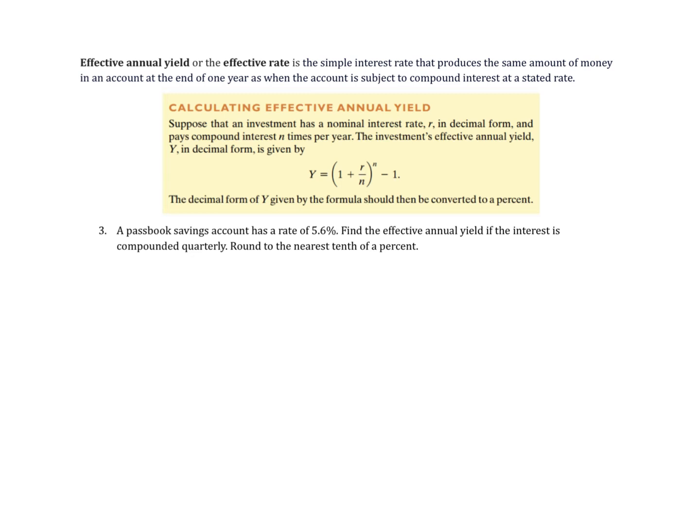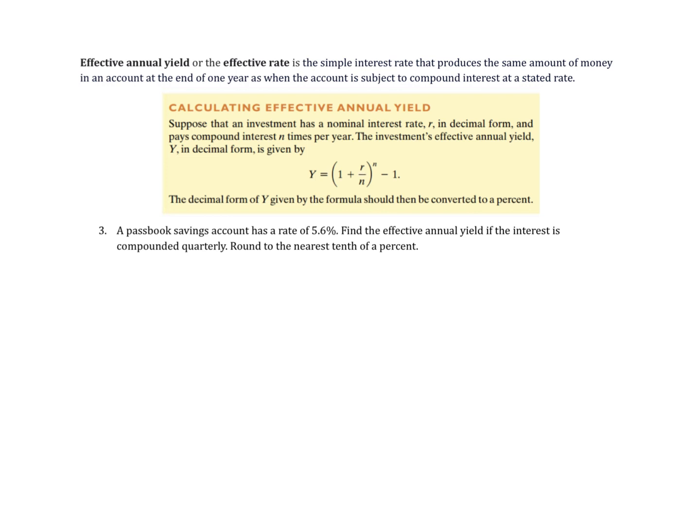Effective annual yield, or the effective rate, is the simple interest rate that produces the same amount of money in an account at the end of 1 year as when the account is subject to compound interest at a stated rate. Another way to say that is effective annual interest rate is the real annual return on a savings account or investment when effects of compounding over time are taken into account.